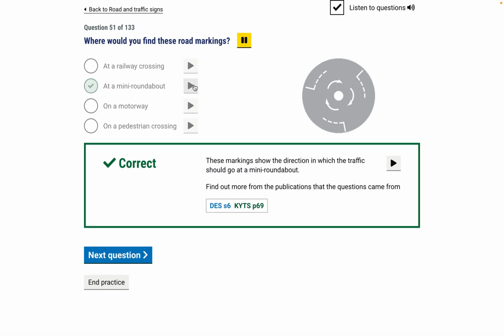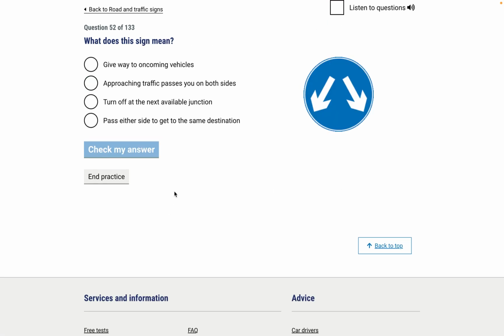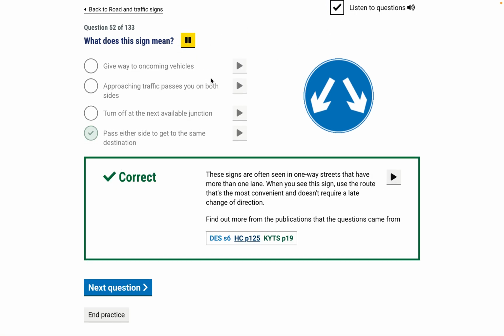Where would you find these road markings? At a mini roundabout. What does this sign mean? Pass either side to get to the same destination.